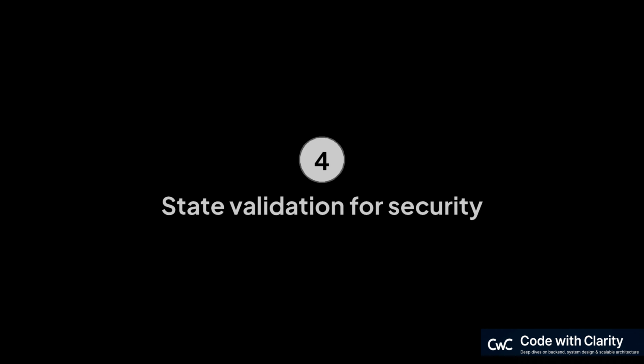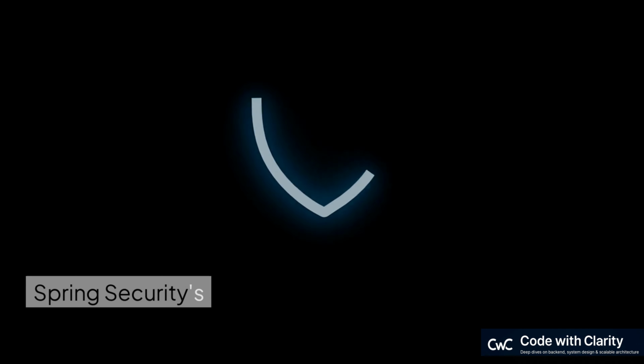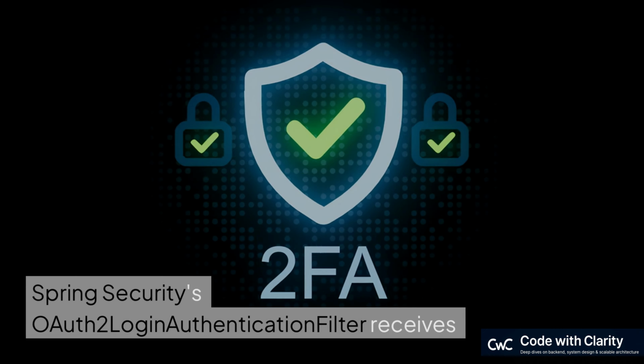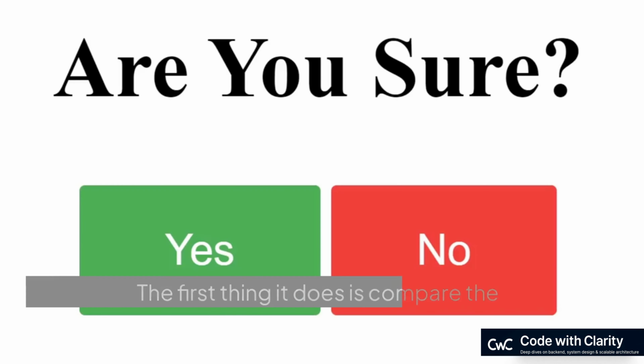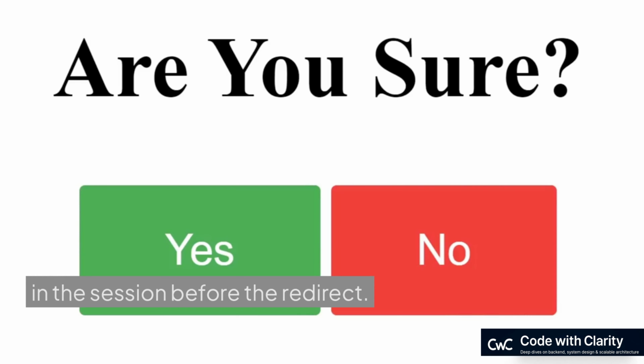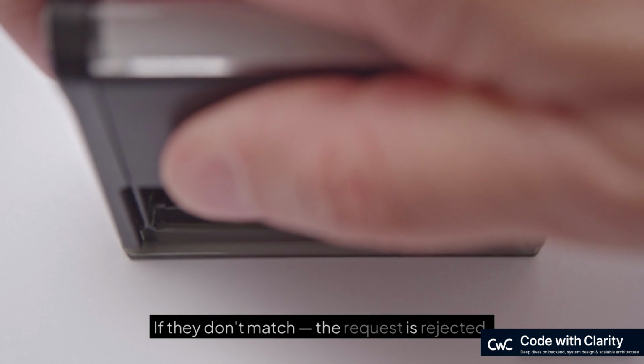Step 4. State validation. This is the step nobody talks about. Spring Security's OAuth2 login authentication filter receives this callback request. The first thing it does is compare the incoming state value against what it stored in the session before the redirect. If they don't match, the request is rejected.